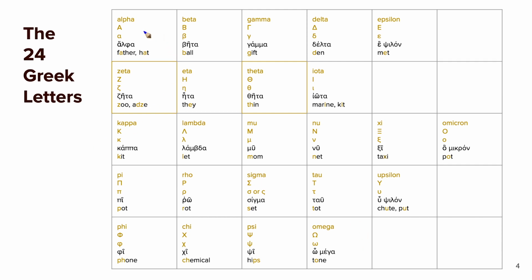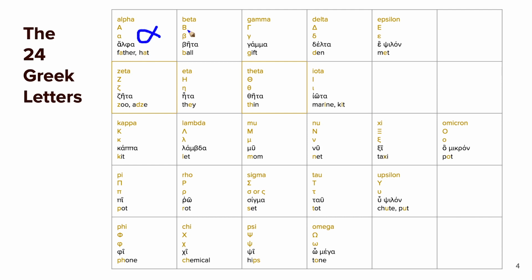Yay! So I'm going to go ahead and draw these letters. Alpha, very similar to our regular letter, capital A. And just like in our alphabet, we have capitals and lower cases, uncials and minuscules. This is pronounced like the a in father or a in hat.